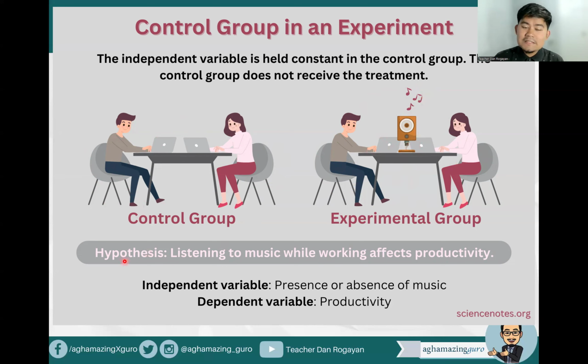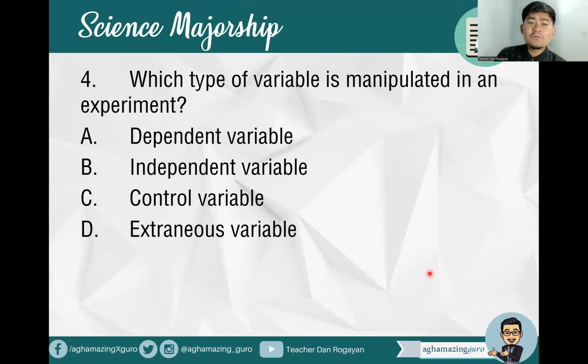So the independent variable is of course the presence or absence of music, while the dependent variable is productivity. Okay, so the independent variable is what we manipulate, and the dependent variable is actually the result of our manipulation of the independent variable. Okay, so next question, which type of variable is manipulated in an experiment? A, dependent variable, B, independent variable, C, control variable, or letter D, extraneous variable. Okay, so what is the answer here?